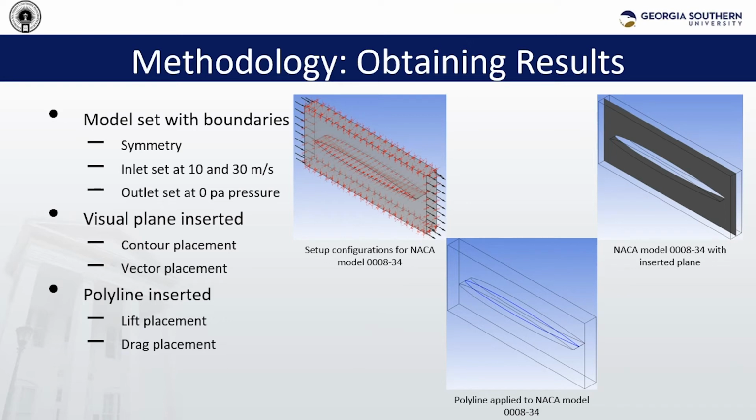In the middle, you can see a line that was drawn around the airfoil to represent the surface so we could get lift and drag along the surface. Lastly, you can see a plane inserted through the center of this model, which served as a location point for me to draw contour plots for pressures and velocities.